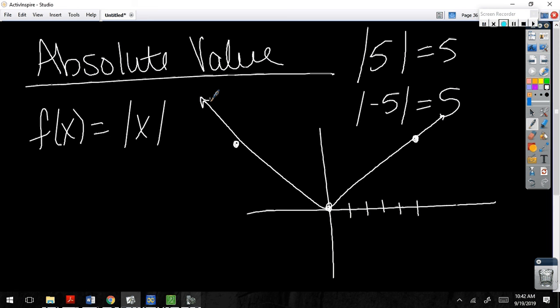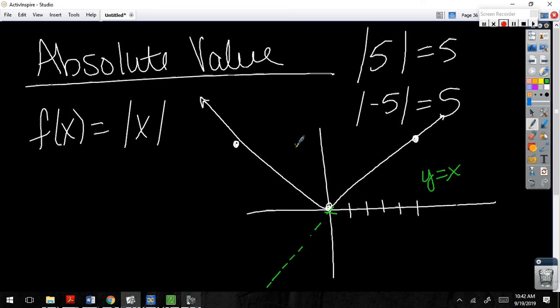So it's a line. If you think about this line, the line y equals x, right? But all the negative parts are flipped up here. So we can write this as a piecewise function.